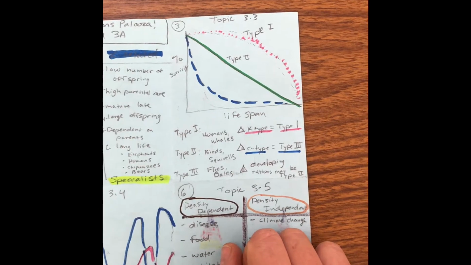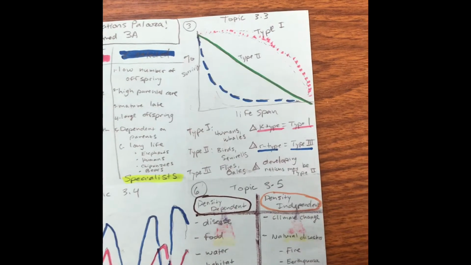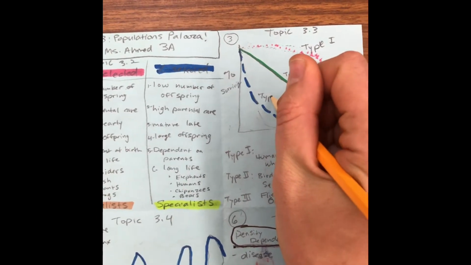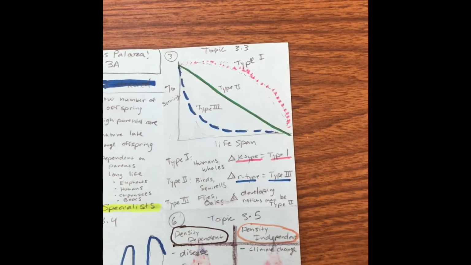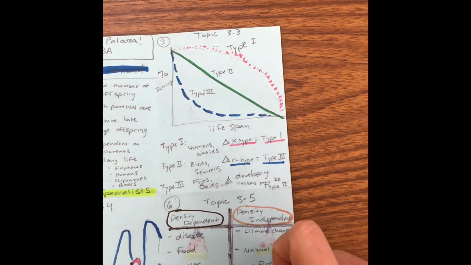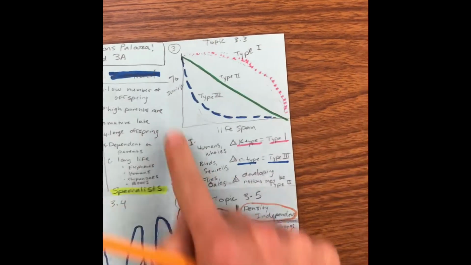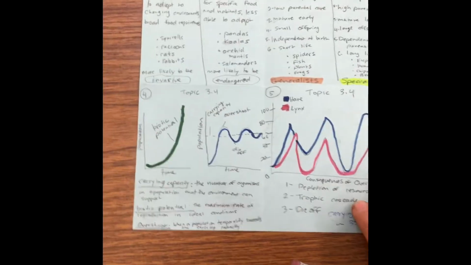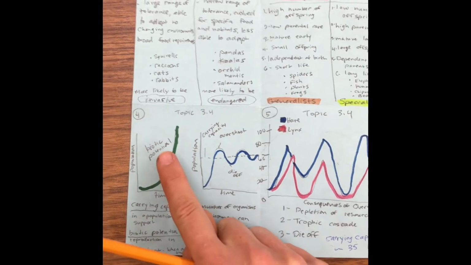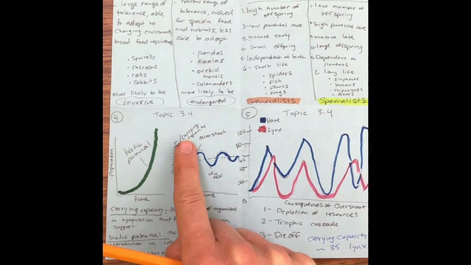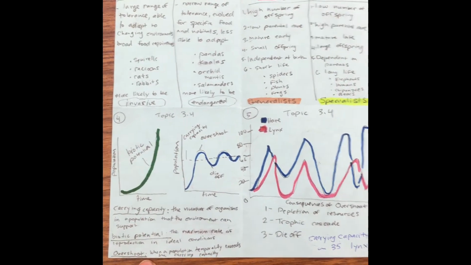Topic 3.3 was survivorship curves. So I have an example of this graph, and I've labeled the graph type 1, type 2, and type 3. Notice again, it's color coordinated. Talked about which ones are more likely to be K-selected or R-selected, and answering questions related to the survivorship curves. Topic 3.4 was carrying capacity. So I have 2 different graphs here to represent these terms: biotic potential, carrying capacity, and overshoot. Notice I've also defined those terms.